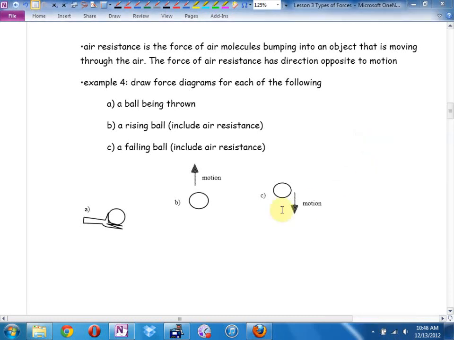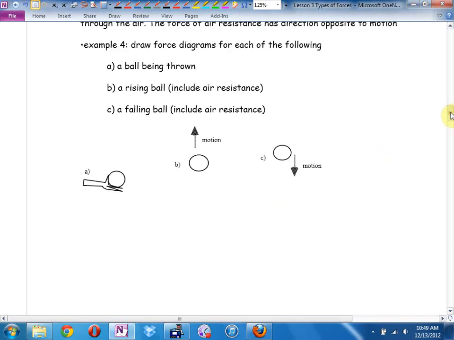Force number 2, air resistance. Air resistance is the force of air molecules bumping into an object that's moving through the air. The force of air resistance has a direction opposite to motion. It says, example 4, draw force diagrams for each of the following.